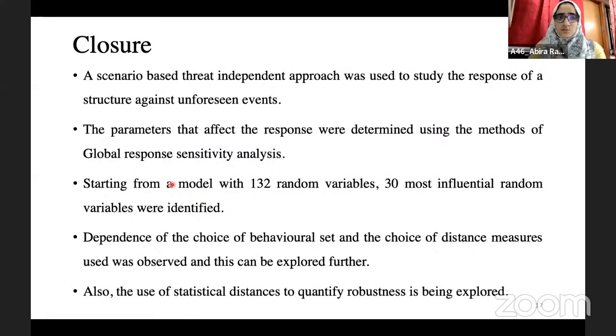So a scenario-based threat-independent approach was used to study the response of a structure against unforeseen events. The parameters that affect the response, the maximum vertical displacement after a column is removed, were determined using global response sensitivity analysis. We began with a model of 132 random variables, and it was found that 30 random variables were enough to understand the response of the structure, as they were the most influential. Dependence on the choice of behavioral set and also on the measure of statistical distance was observed, and this can be explored further. Also, the use of statistical distance to quantify robustness is being explored further. Thanks.